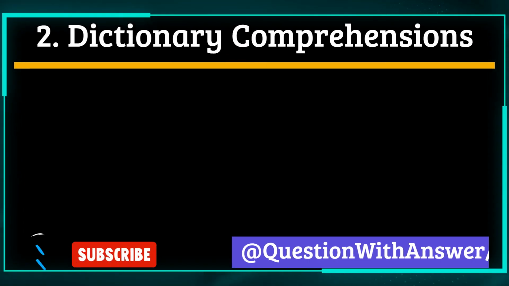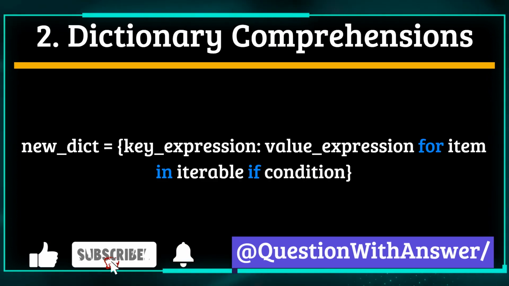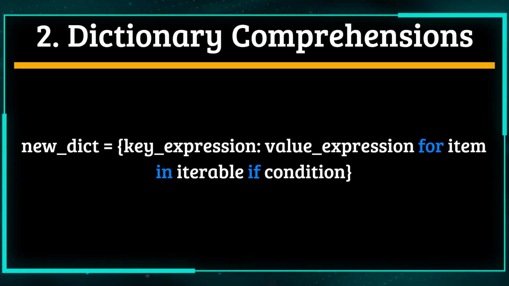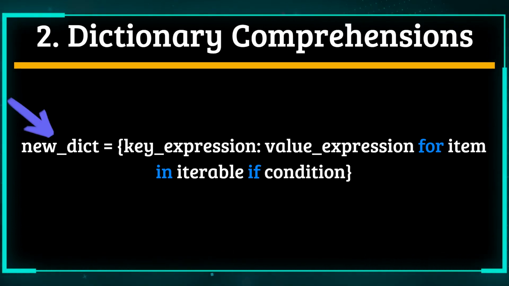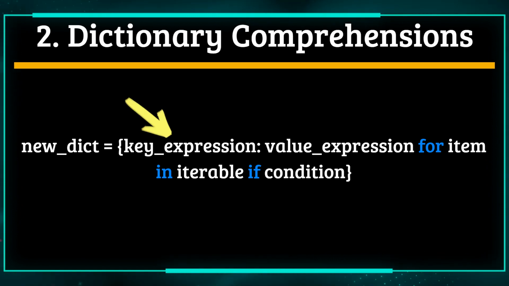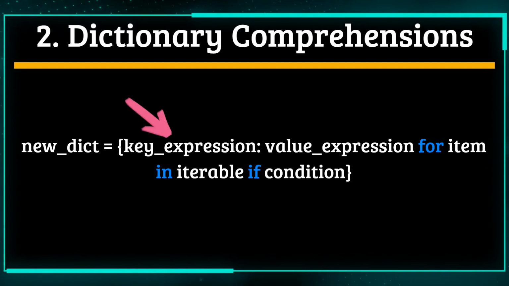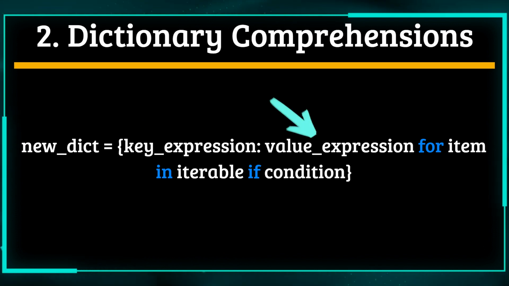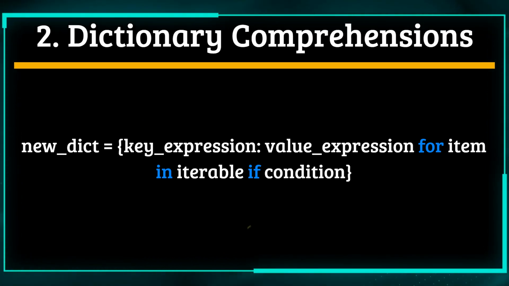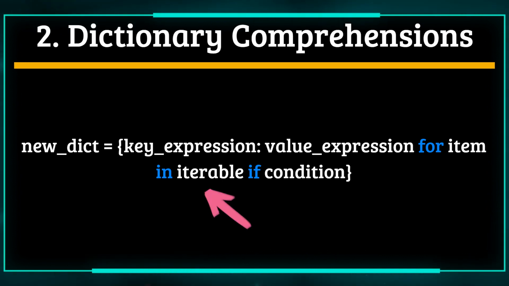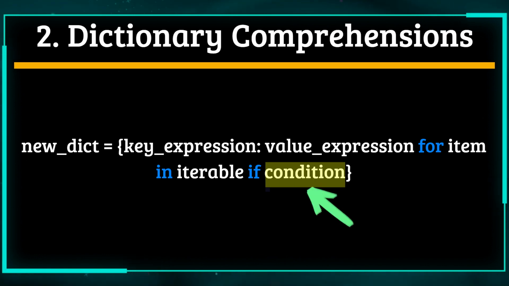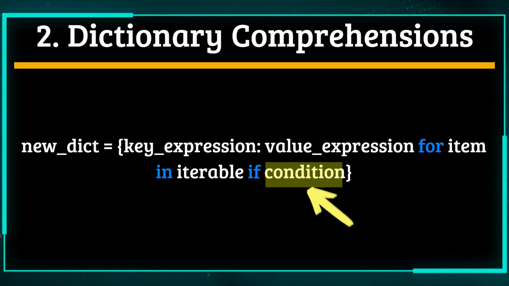2. Dictionary comprehensions. This is the syntax of dictionary comprehensions. Where new_dict stores the resulting dictionary. Key_expression defines the key for each item in the dictionary. Value_expression defines the value for each item in the dictionary. Iterable is the data source you iterate through. Condition is an optional filter to include only elements that meet the condition.